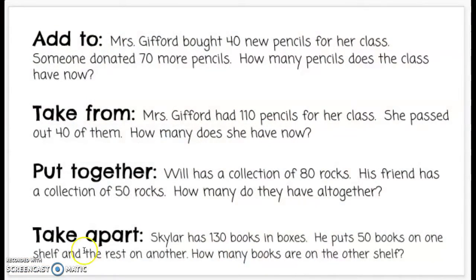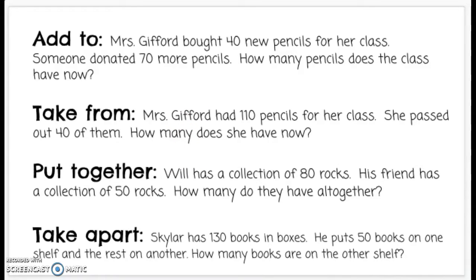Okay, the next one is a take from problem, which might sound a little self-explanatory. It basically is when someone is taking from. So the example here says Mrs. Gifford had 110 pencils for her class. She passed out 40 of them. How many does she have now?